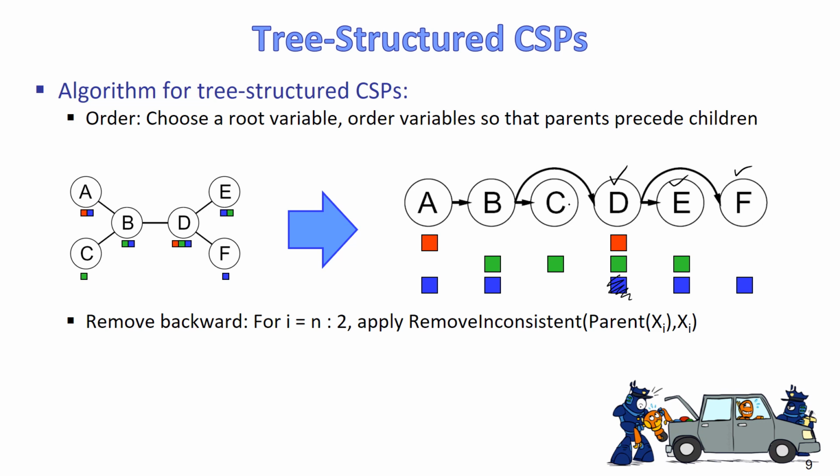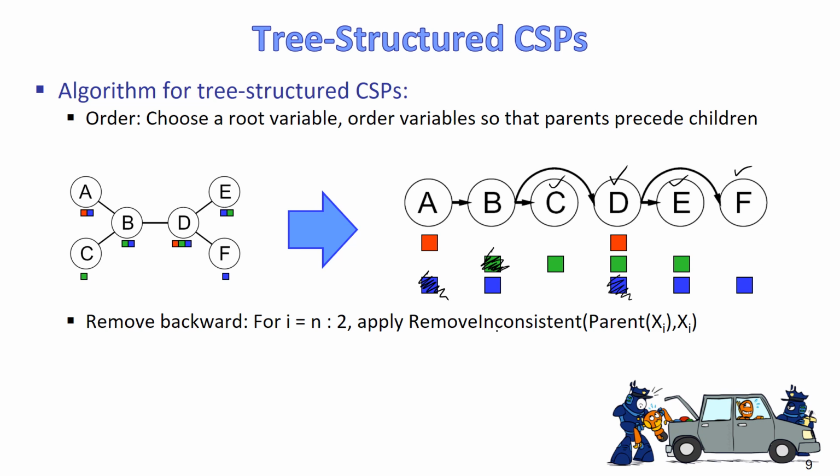Okay, now C. B to C. Is it consistent? Let's see. Green is not consistent because we cannot assign green and green here. So we'll have to remove this green. And blue is okay. So we are done with C. Now B, A to B, is that consistent? Red is okay, blue is not okay, so we'll have to remove blue. Now we checked all the arcs backward and made them consistent. So this is the first step.